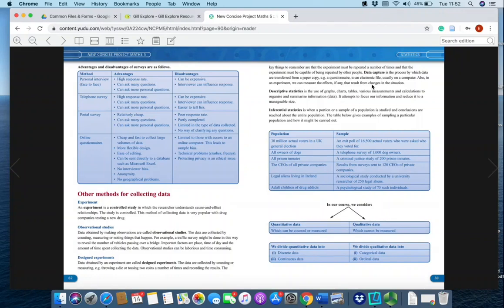Primary data is data that you gather yourself. So it is the questionnaire that you designed, that you handed out. It's the observational study where you stood there and you gathered that data yourself. It's the designed experiments, the experiment in the lab that you designed. So all of these that I've talked about so far are what we call primary data. So data you gathered yourself.